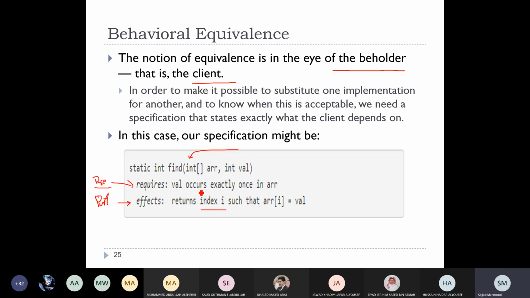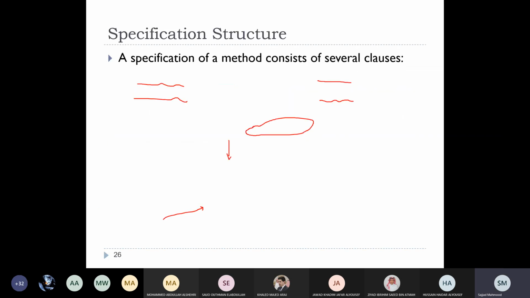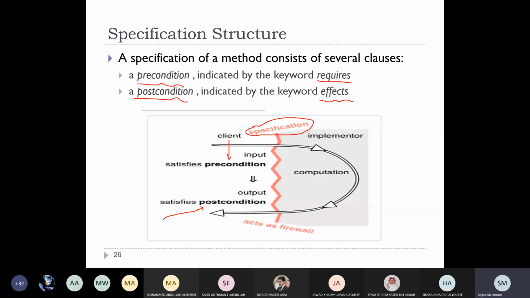So the strength of the specification here is that you are telling me, as a client, to give me this, or satisfy my preconditions, and I'll satisfy your postconditions. If you don't satisfy my precondition, it's unconstrained. I cannot guarantee whether you will get the right value or not.